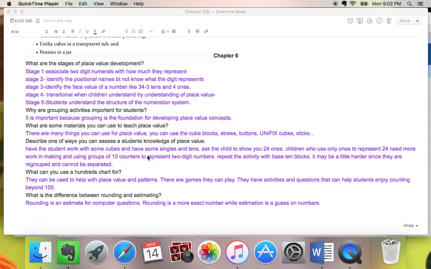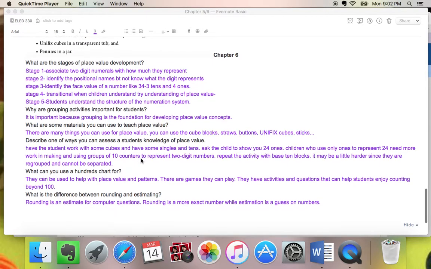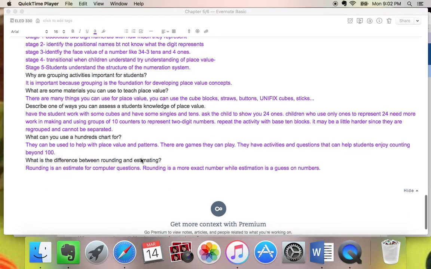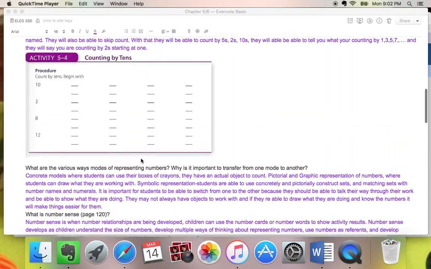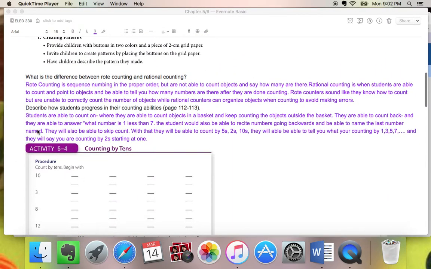Students can group straws together. And the hundreds chart, you can play different games where they've got 37 and then they go back 10, 27, kind of like how we did up here with the counting abilities.